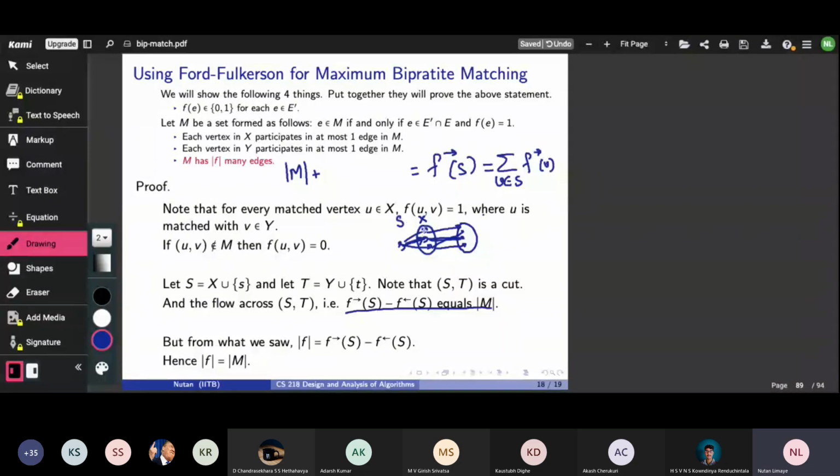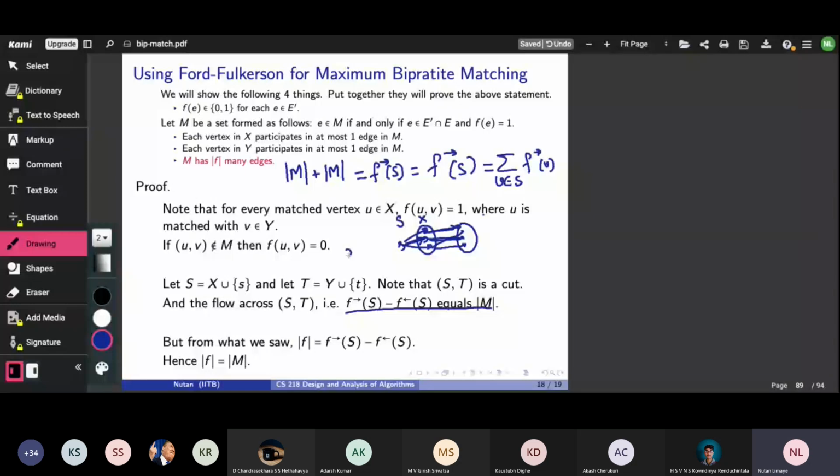Similarly, if I look at every vertex in X, the flow leaving it is 1 if the edge is in capital M and 0 otherwise. So again, for vertices in capital X, I get a contribution of capital M. So this now becomes equal to F, the amount of flow leaving capital S.